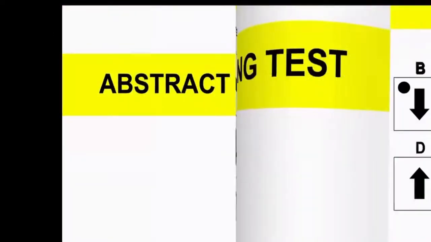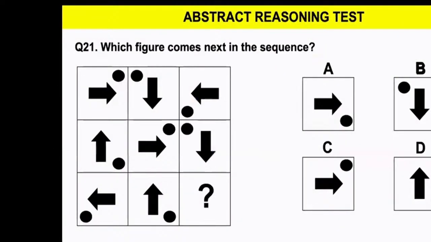Brilliant. Let's now move on to abstract reasoning test questions. Here we go. Question 21. Which figure comes next in the sequence? So on the left-hand side, we have 9 squares, all with different shapes, and we have to work out from A, B, C, and D on the right which one goes there.